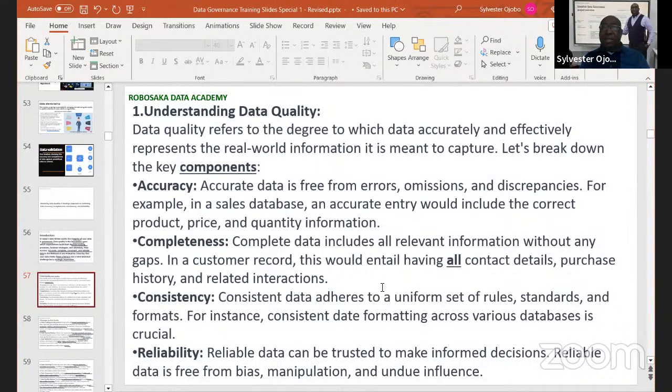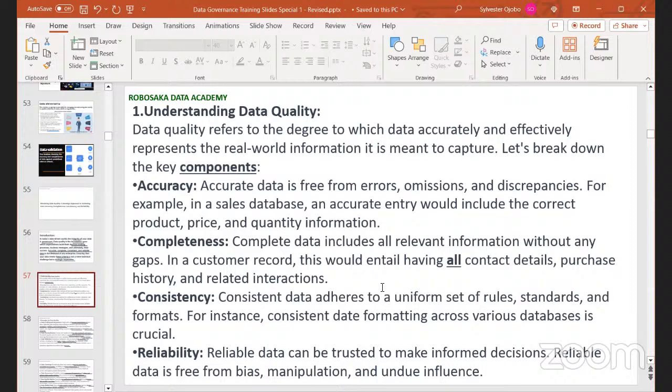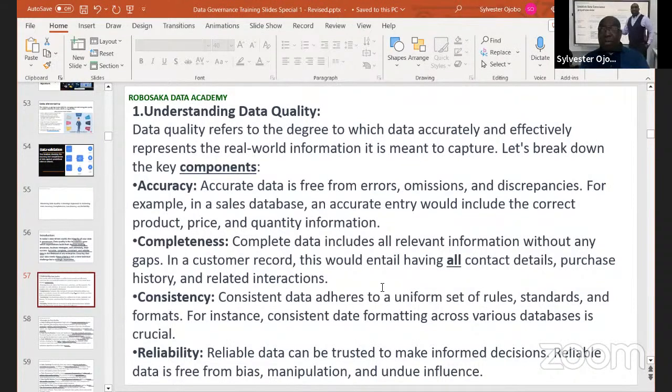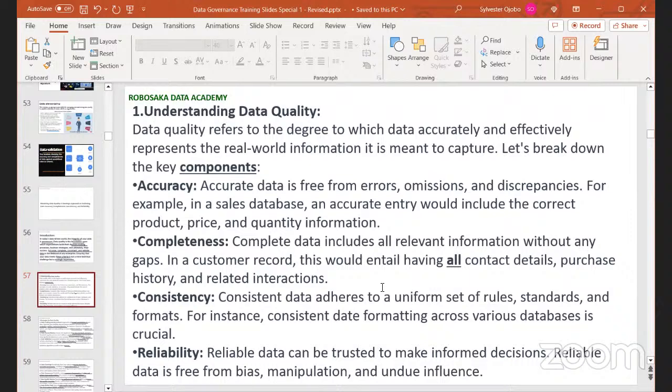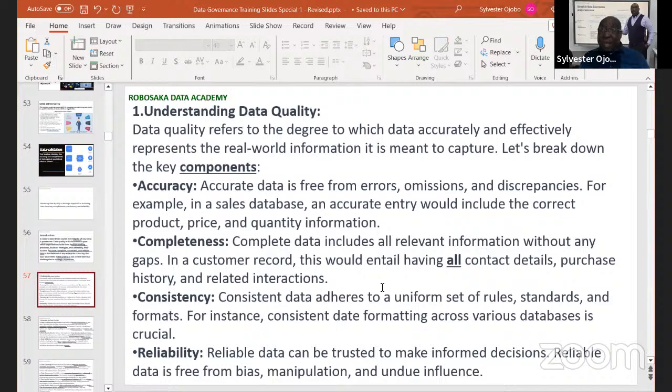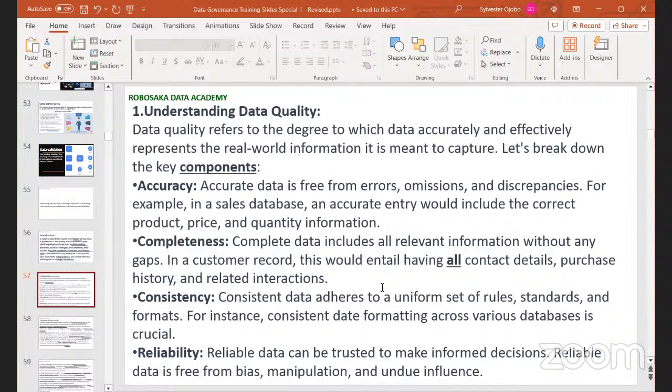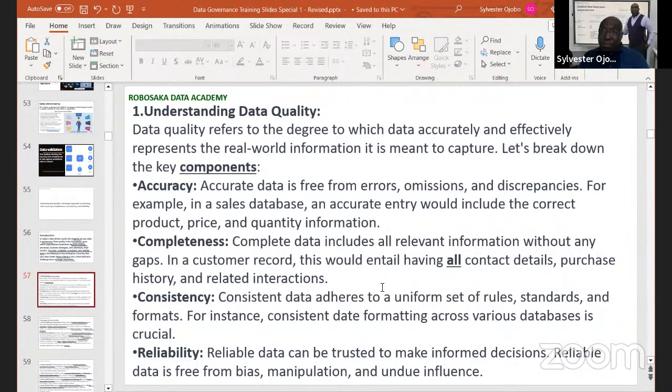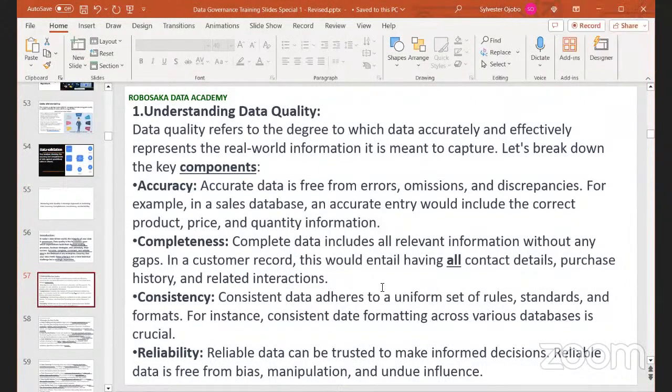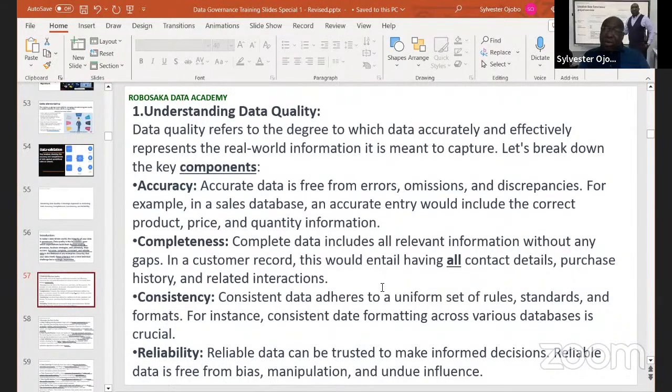What about completeness? Complete data includes all relevant information without any gaps. In a customer record, this would entail having all contact details. When you're putting in contact details, if it's supposed to be 11 figures and you put in 10 figures, it's not complete. If instead of 11 digits you put 12, what kind of data quality is that? It's not accurate. Thank you.